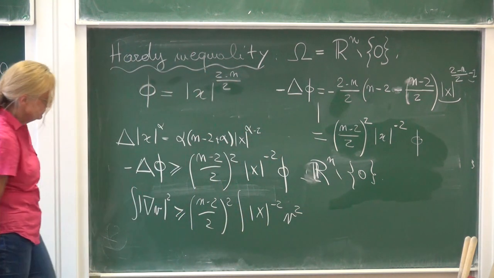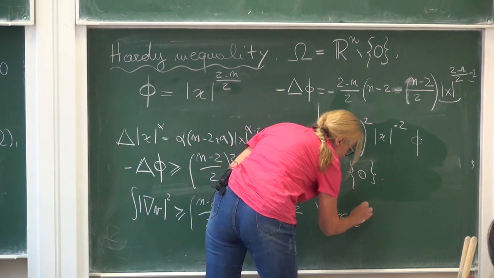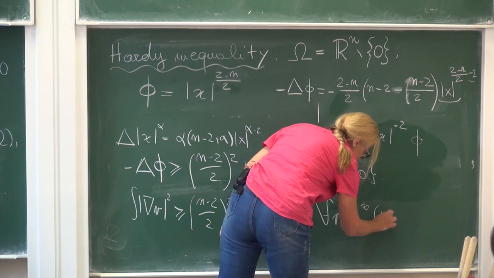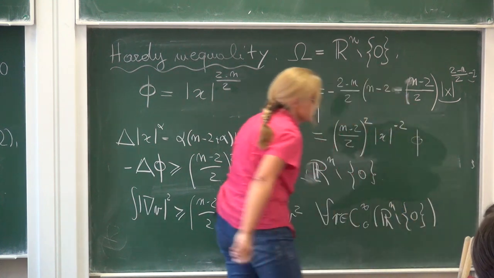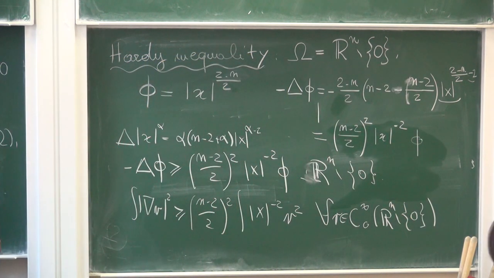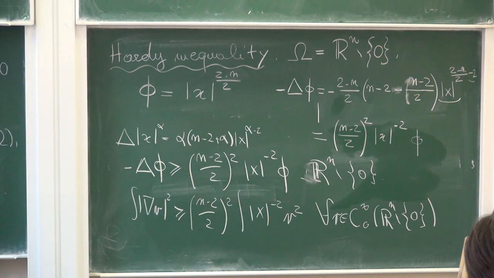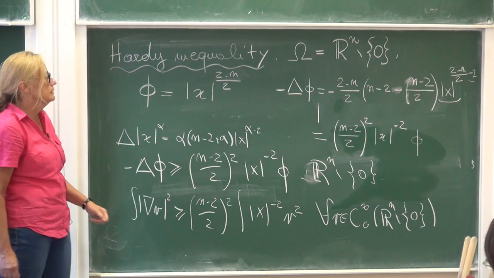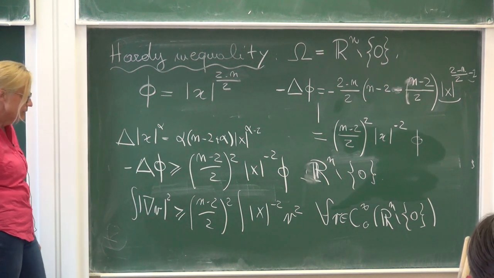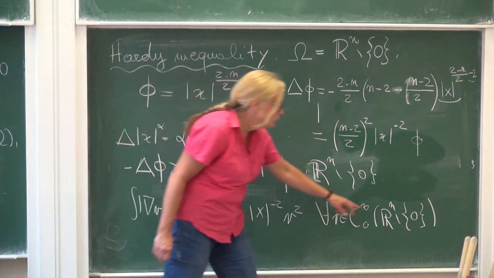times the integral of v squared over |x| squared, for any v with compact support in Rn minus 0. Of course, this is what one could call a Hardy inequality. There are many Hardy inequalities. Indeed, Hardy proved his first very famous inequality for functions, this inequality with n equal 1.